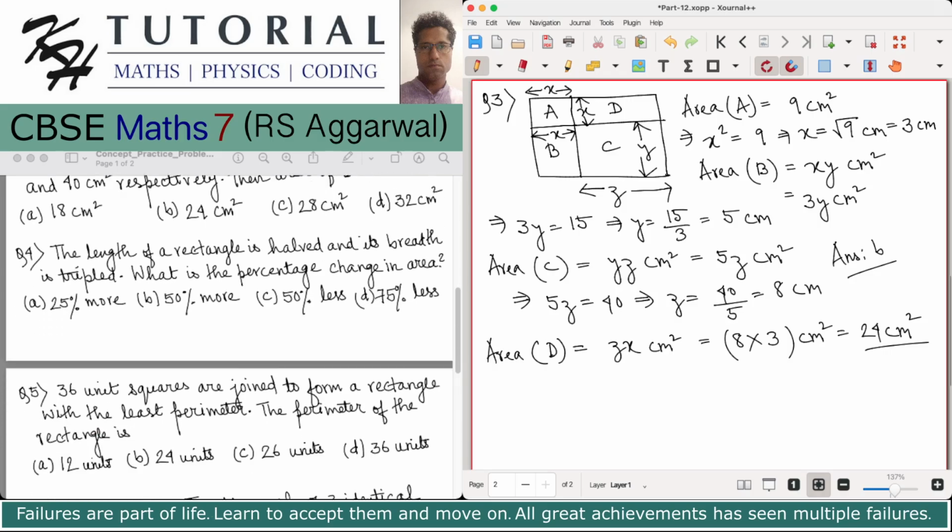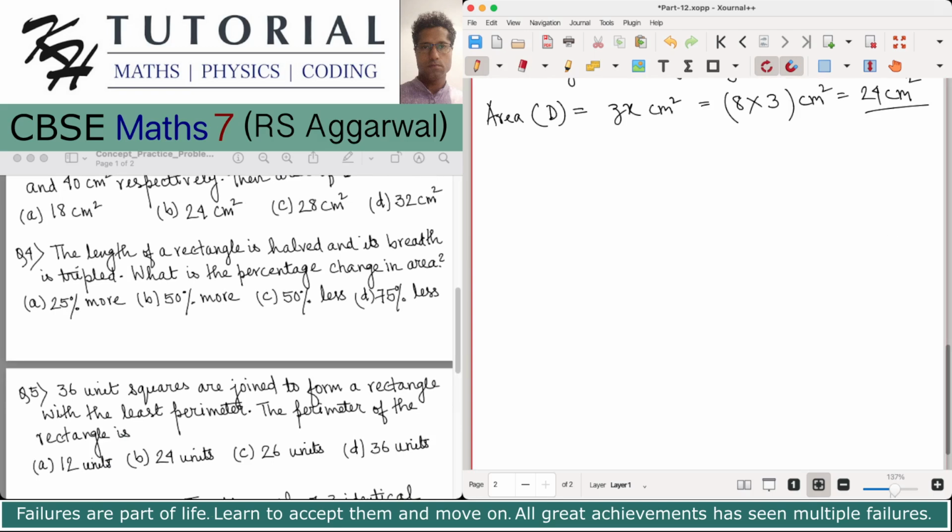Okay, let's do problem number 4. The length of a rectangle is halved and its breadth is tripled. Let's say this is a rectangle. We have length and we have breadth. What is the percentage change in area? So length is halved and breadth is tripled.